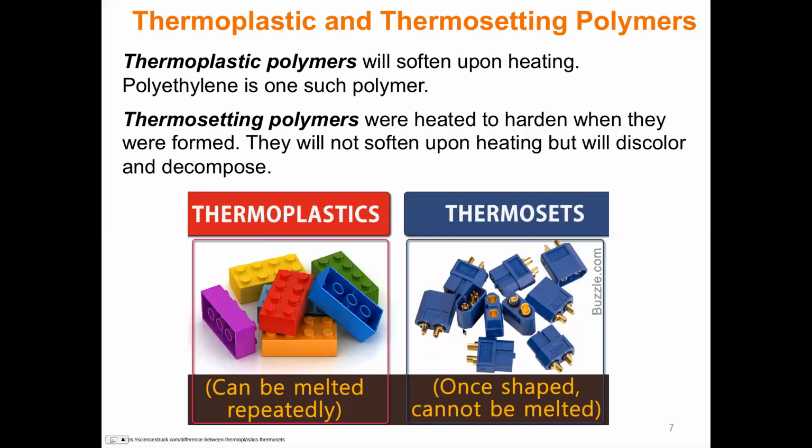You can see here with something that gets heated in use. With electronics, you wouldn't want it to get softer when it's heated. So these will not soften on heating. Eventually they'll just discolor and break apart. I don't know how long they might take to decompose, but clearly a different type of thing. So you can't remold these, but the thermoplastic ones you can, all right?